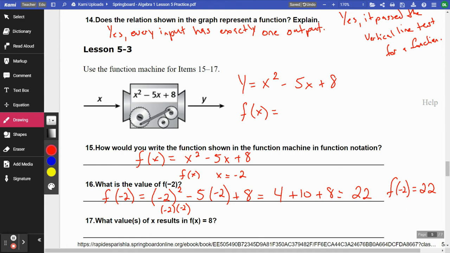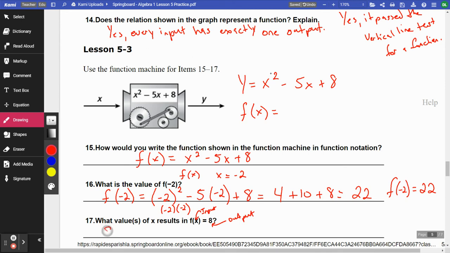What value or values of x result from when f of x equals 8? Well, if f of x equals 8, then we're going to substitute. That's not the input, right? An input would be in the parentheses, right? The x represents the input. Then that means that this 8 is going to represent an output. Okay? So what values would represent 8?